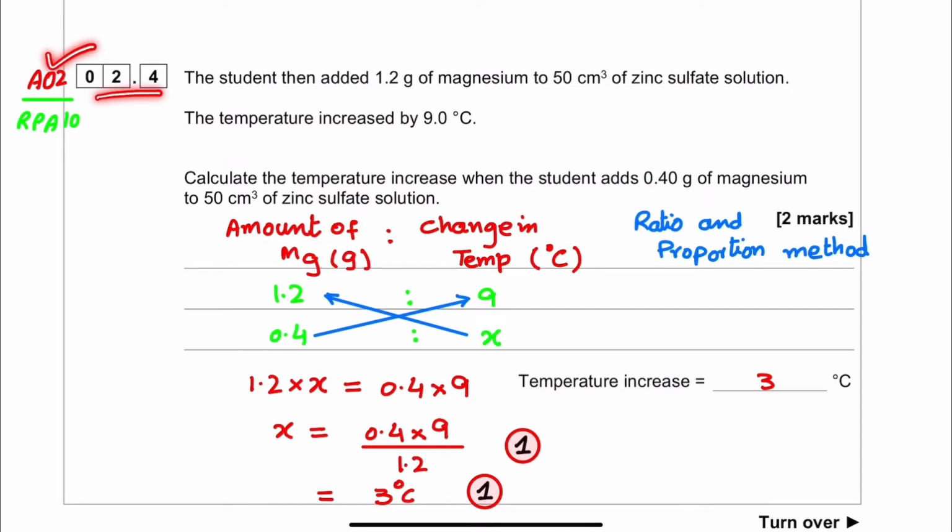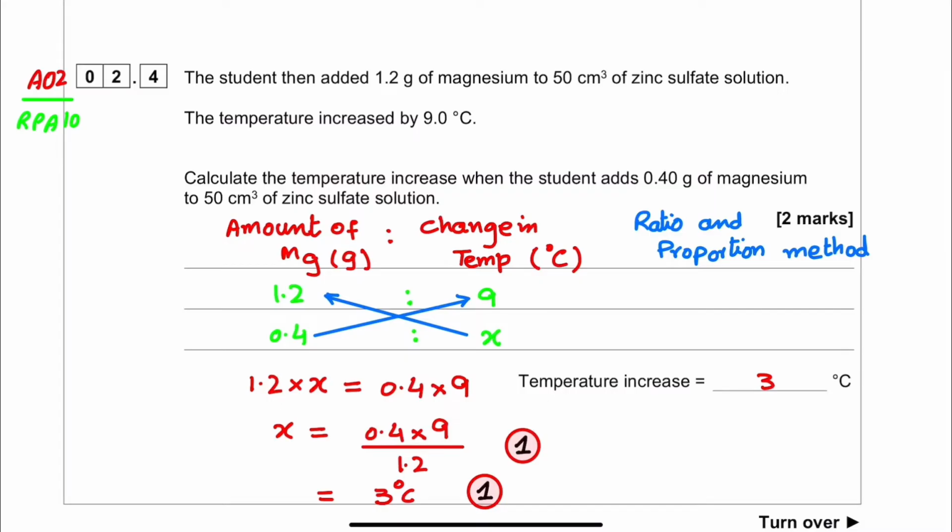2.4 is an AO2 question, and this question is again from required practical activity number 10. The student then added 1.2 gram of magnesium to 50 cm³ of zinc sulfate solution. The temperature increased by 9 degrees Celsius. Calculate the temperature increase when the student added 0.4 gram of magnesium to 50 cm³ of zinc sulfate solution.